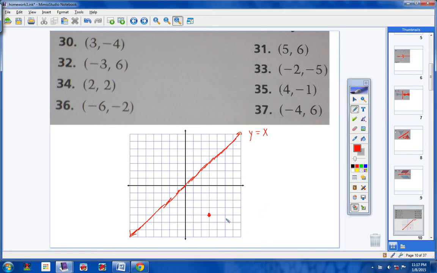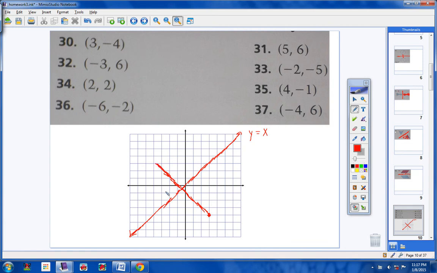Now students, they want you to find the point that's a reflection of this point, reflected in this line right here, y equals x. So what you do is you kind of draw a line in your mind, or with a pen, however you want to do it, that's perpendicular to this line here, and goes the same direction over here. Okay, like this.